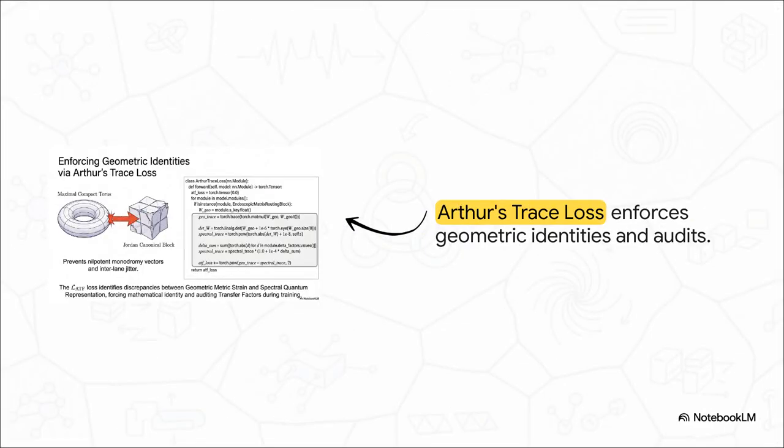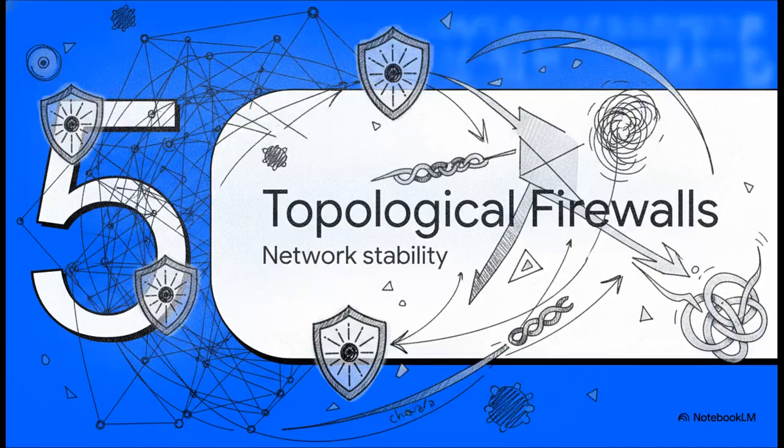Furthermore, during the training process, the system uses Arthur's trace loss to constantly audit these transfer factors. By squaring the difference between the geometric trace and the spectral trace, this loss function mathematically kills interlane jitter. It prevents model collapse by enforcing the exact identity between the metric strain and the spectral representation. It is incredibly elegant. All right, part 5, topological firewalls and stability.